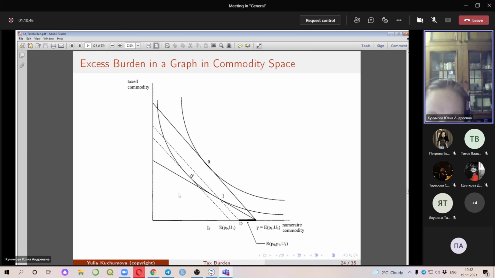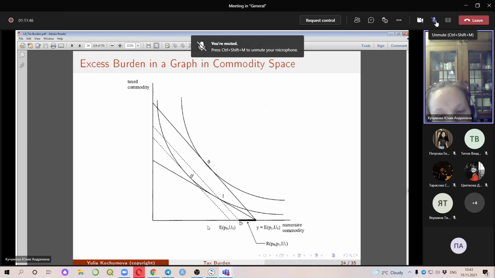And this is denoted by point zero prime. Then the difference, so everything that we are interested in is measured on the numerator commodity, right? Because numerator commodity basically measures the income. So if we draw a line parallel to the initial budget line through the point one, then its intersection with the numerator commodity axis gives us point D, and the difference between the initial income Y, which is actually expenditure of P1 U1, is nothing else but the lump sum, so the revenue collected by the government, right?